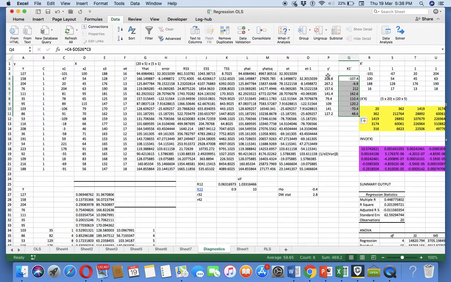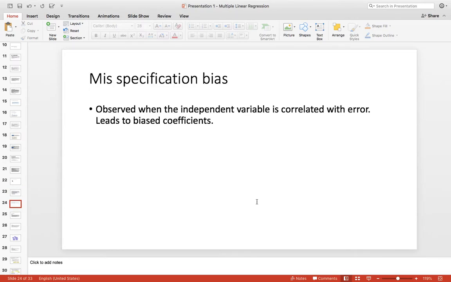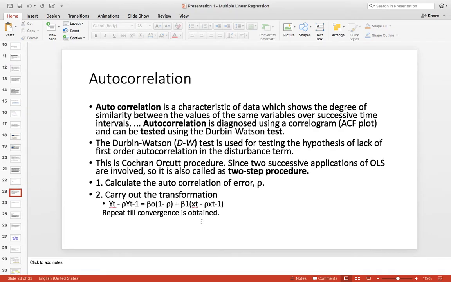And now run a regression of y dash on this thing. Check for autocorrelation. And if this value comes within 1.6 and 2.4, then the problem is solved. Your coefficient is unbiased. So that brings us to this procedure. And of course, the last one is misspecification.